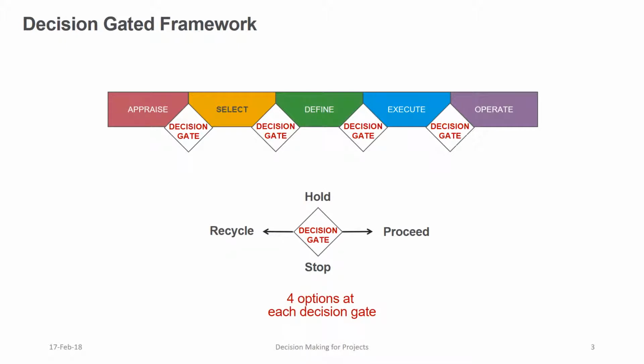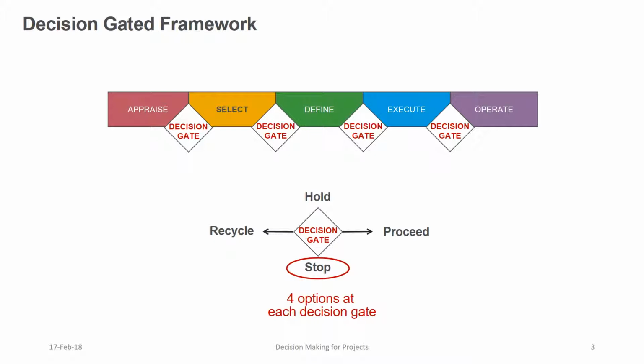There are 4 options at each decision gate. The first is to go ahead and proceed to the next phase. The second option is to put it on hold, i.e. this is something that looks promising, but the time isn't quite right now, so put it on hold and wait to see when the conditions are right to proceed. The third is to recycle back into the phase and carry out further work before coming back to the decision. The fourth option is to stop the project completely and abandon it.